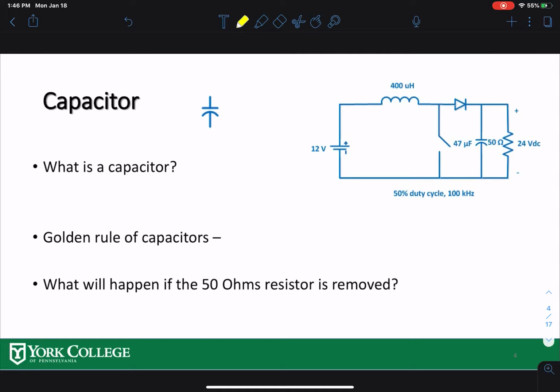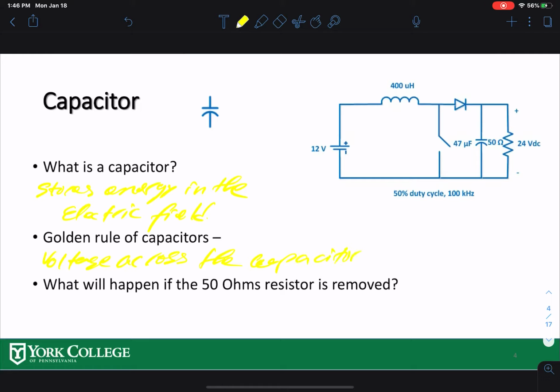And for this circuit over here, it's a capacitor. Again, the capacitor is also an energy storage device. It stores energy in the electric field. And the golden rule for the capacitor: voltage across the capacitor cannot be changed instantaneously.